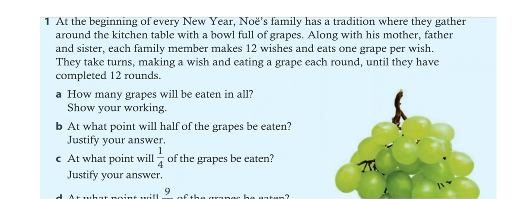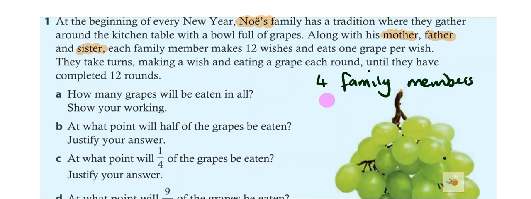So, what we've got to do is break this down to the situation. So we've got Noah's family has a tradition, along with his mother, father, and sister. Right? So what we should gain from this already is that we have 4 family members, 4 people. Yeah? That's important. So if we imagine what's going on, imagine 4 people sat around a table.